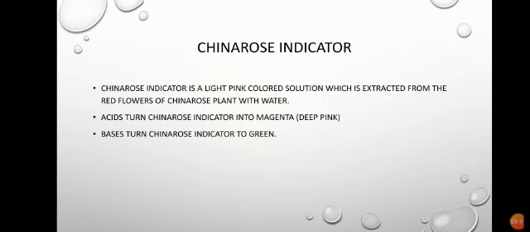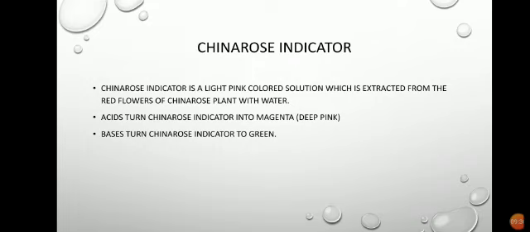Next, what will we discuss? Next we will discuss the China rose indicator. China rose is a flower. All of you know the scientific name of China rose is Hibiscus rosa-sinensis. Now the China rose indicator is a light pink colored solution which is extracted from the red flowers of the China rose plant with water.